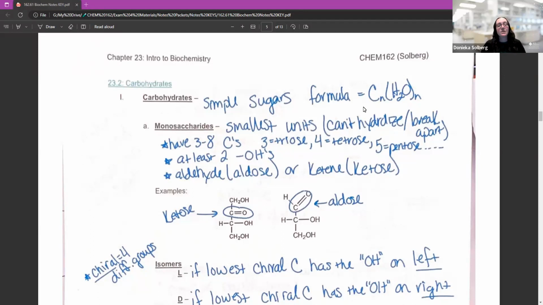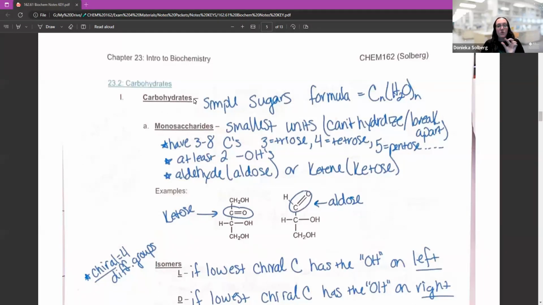Okay, simple sugars have this type of formula if you want to try to figure out how many hydrogens and oxygens are in a sugar. So if it's got 5 carbons, it's going to have 10 hydrogens and 5 oxygens. You're not going to have to be able to figure that out, but there is kind of a generic formula for these sugars. Okay, so we're going to start on the most basic level.